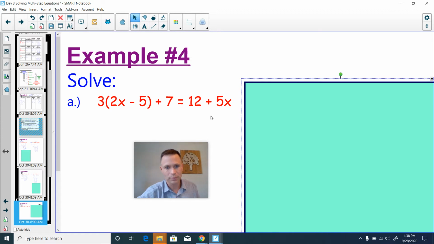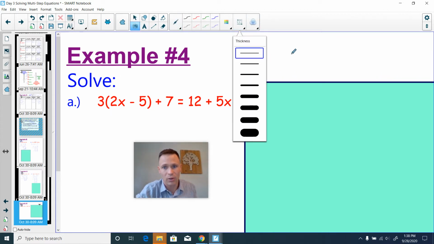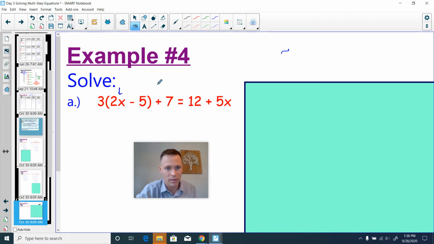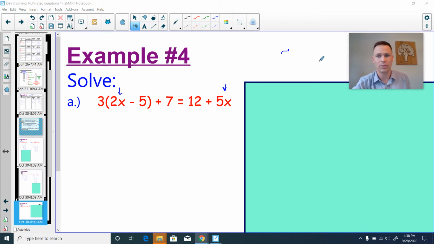So for this one, I have variables on both sides, and I got the distributive property. So there's a lot of things going on here. Let's check this one out. So first I have to get rid of the parentheses by distributing. So I will have a 6x plus, I'm going to change this to add the opposite, 3 times negative 5 is negative 15.